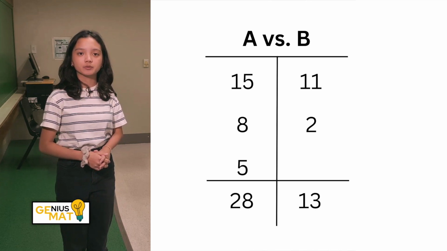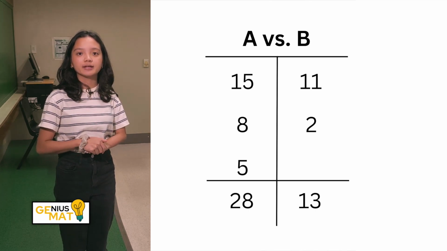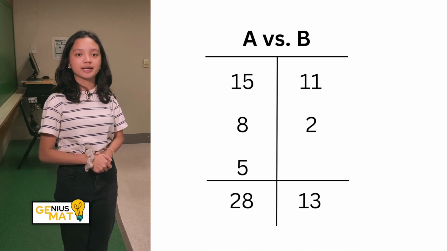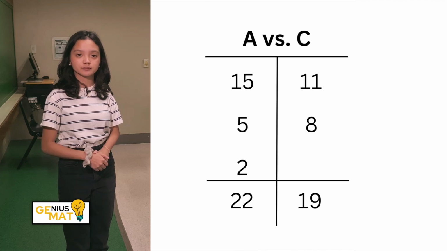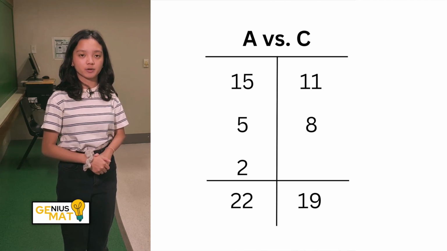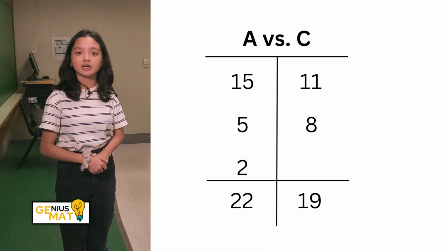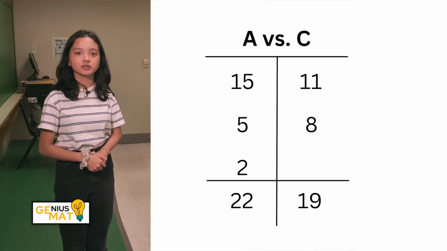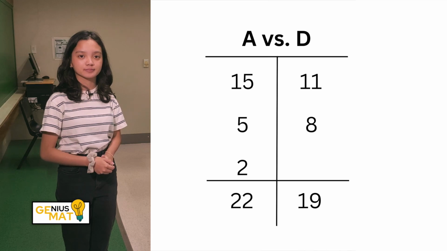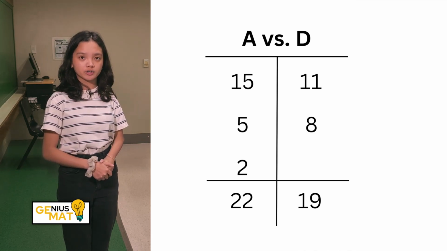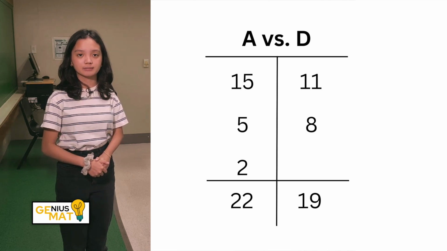Now, A would compete with C for the next round, and we will just repeat the steps. The T account should look like this. Therefore, we can say that A is still the winner for the second round, obtaining a total of 22 points, while player C got a total of 19 points. For the last round, the T account should look like this. Now we can say that A is the winner for all rounds using the Condorcet method.